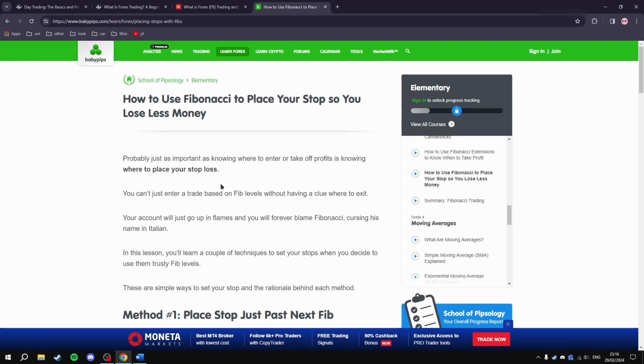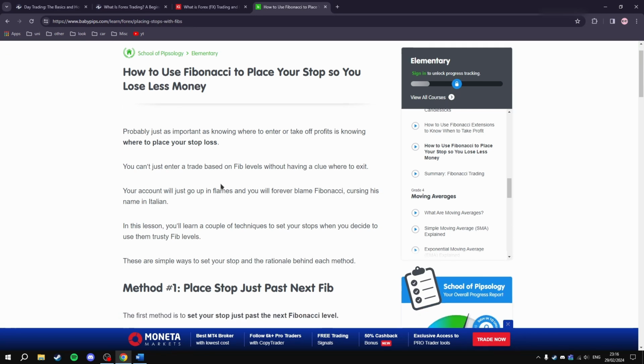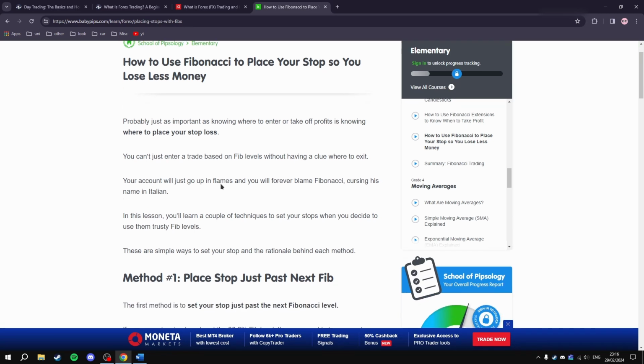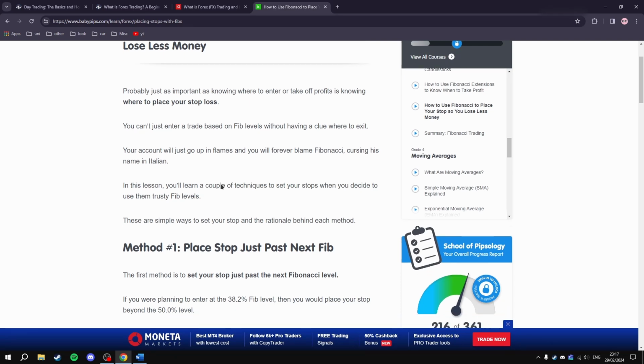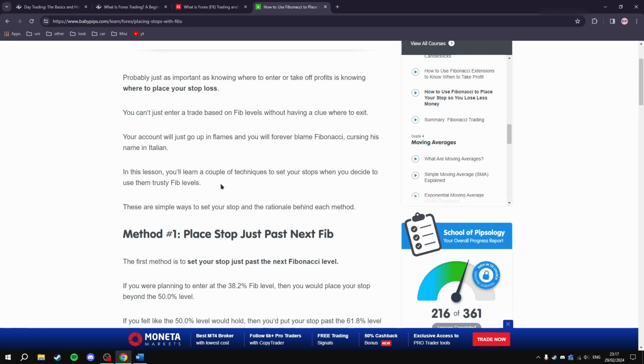Probably just as important as knowing where to enter or take profits is knowing where to place your stop loss. You can't just enter a trade based on fib levels without having a clue where to exit. Your account will just go up in flames and you'll forever blame Fibonacci, cursing his name in Italian. In this lesson, you'll learn a couple of techniques to set your stops when you decide to use trusty fib levels. These are simple ways to set your stop and the rationale behind each method.